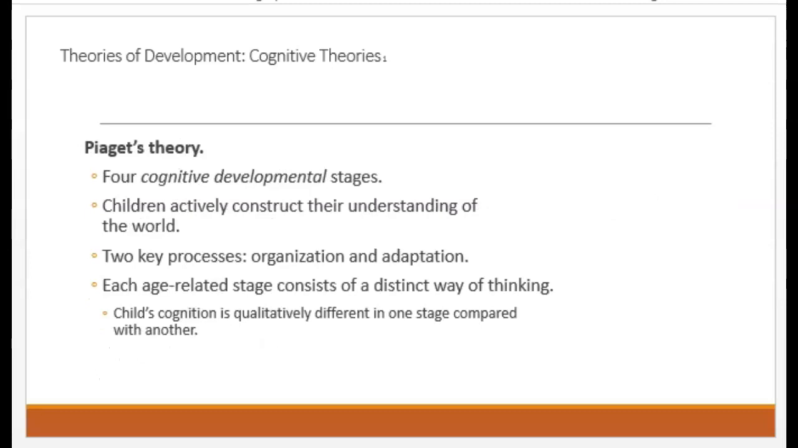Piaget's theory states that children go through 4 stages of cognitive development as they actively construct their understanding of the world. They do this through mentally organizing their experiences and adapting their way of thinking when they encounter something that doesn't make sense to them. Piaget categorized children's cognitive development in 4 main stages, each with its own distinct way of thinking.